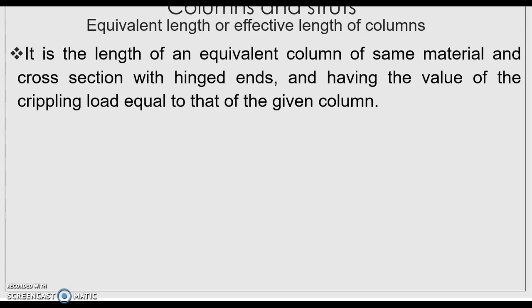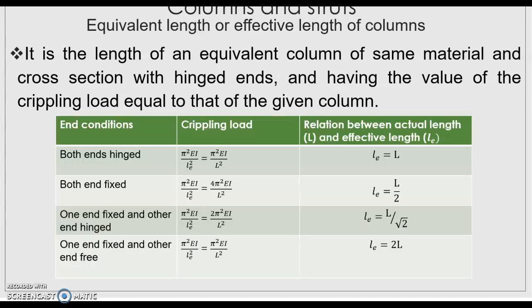Equivalent length or effective length of the column is the length of an equivalent column of the same material and cross section with hinged ends and having the value of the crippling load equal to that of the given column. For different end conditions, the equivalent length is different.